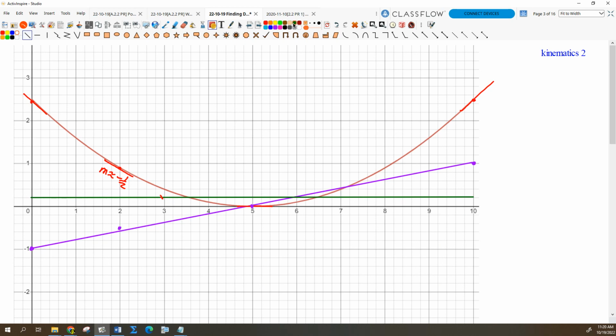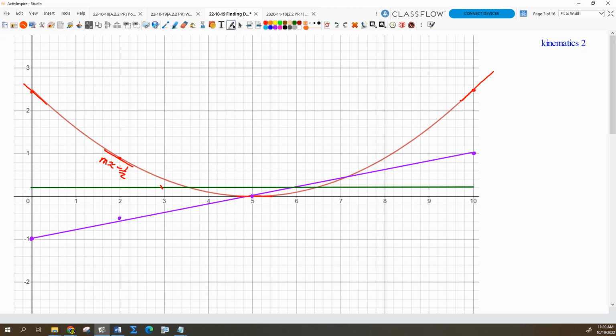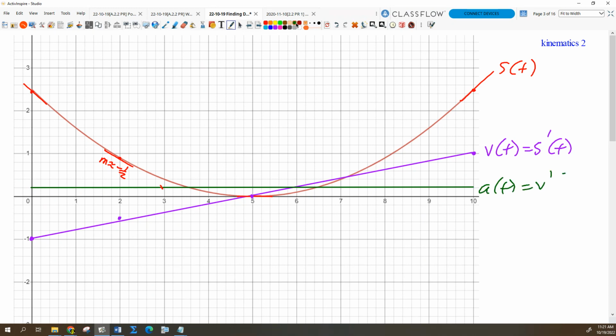Okay, everybody see that? So let's label this stuff. This was position. This was velocity, which is s prime of t, the derivative of position. And this is acceleration, which is v prime, which, if we want to go one step further, is s double prime, the derivative of the derivative, or the second derivative. Okay, give me thumbs on that.